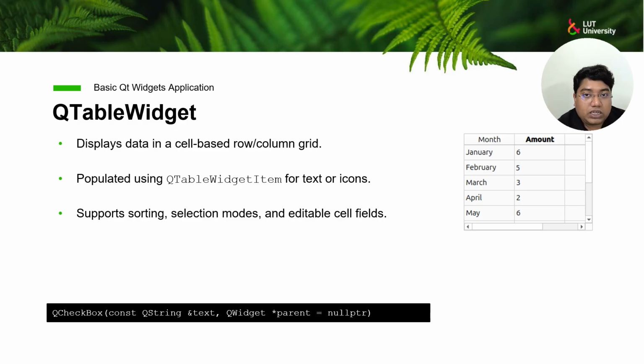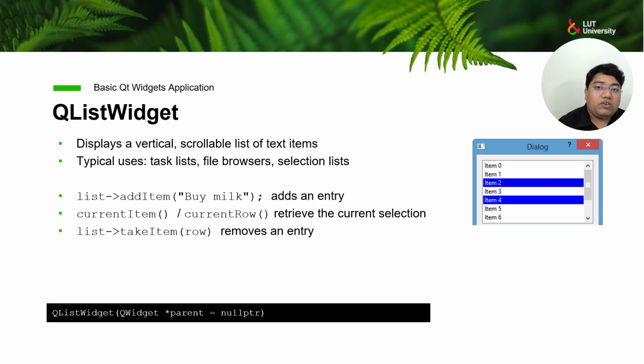You'll find table widgets like this in inventory systems, gradebooks, databases, spreadsheets, and administrative software. Qt provides functions to add rows, insert columns, and populate individual cells using the QTableWidgetItem object. The widget also supports features like selecting rows, sorting columns, and allowing the user to edit values directly inside the table. Another very common widget is QListWidget.